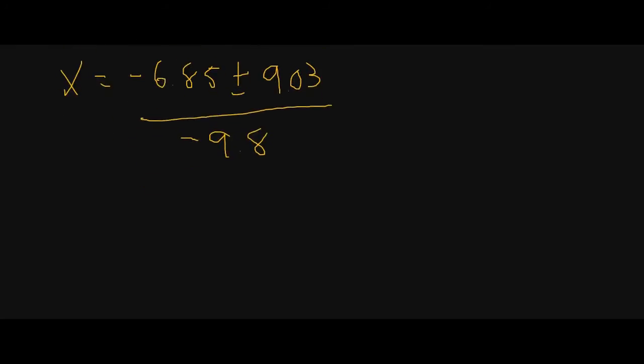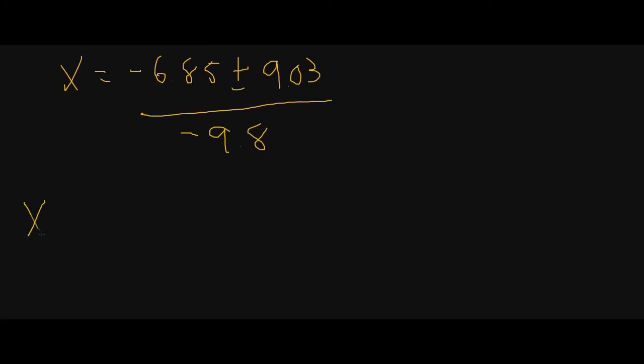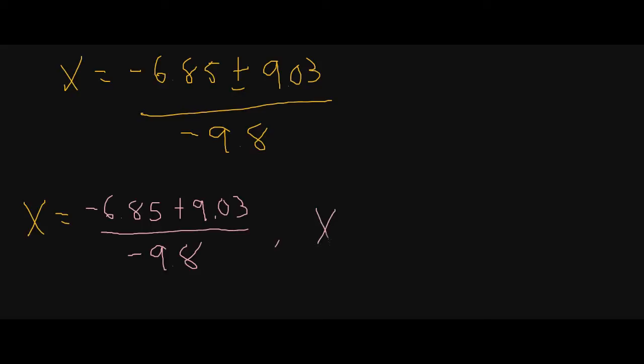Okay, now I'll go ahead and break this up as two equations, right? We're going to get x is equal to negative 6.85, I'm going to write the one that has a plus first, right? Negative 6.85 plus 9.03, all divided by negative 9.8. Now I'm going to do the minus, right? Negative 6.85 minus 9.03, all divided by negative 9.8.